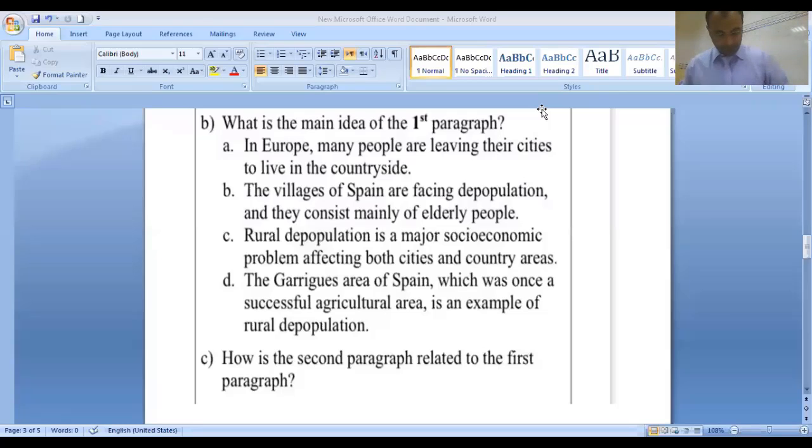Okay, now let's complete. For the second paragraph, I will read it again for you, and one of you tell me how it is related to the first one. The second paragraph: one example of this phenomenon.